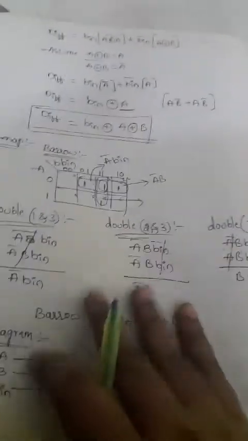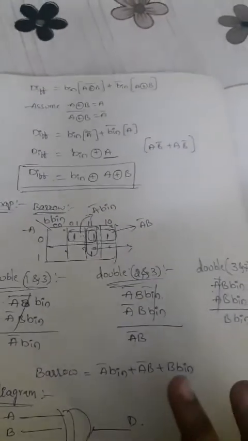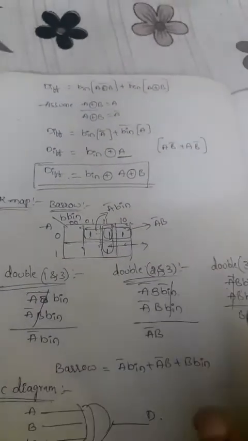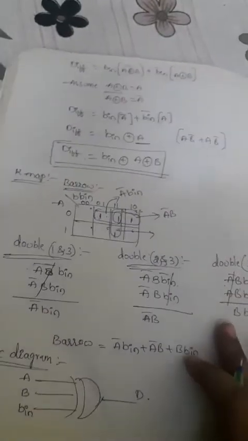So this is the complete explanation about the full subtractor: block diagram, truth table, Boolean expressions and K-map. This is our final explanation about the full subtractor.